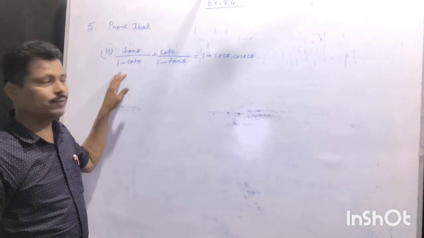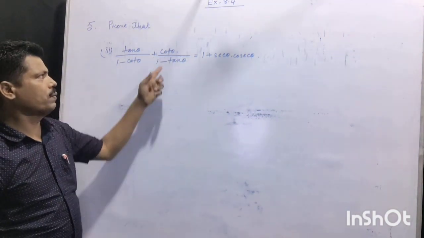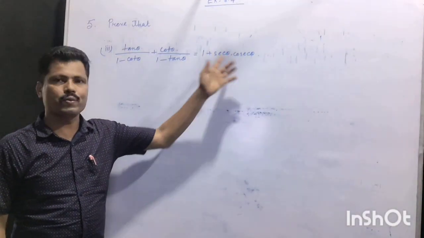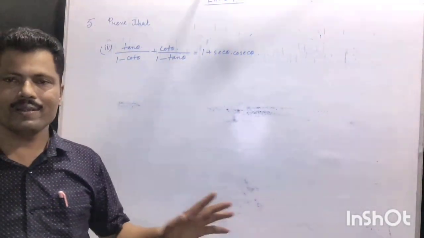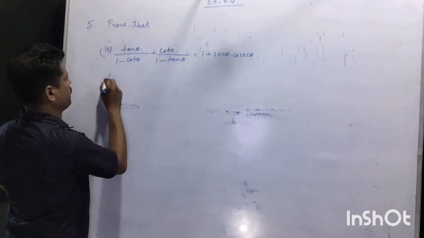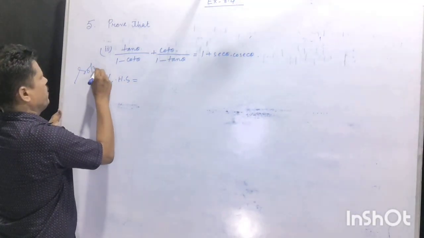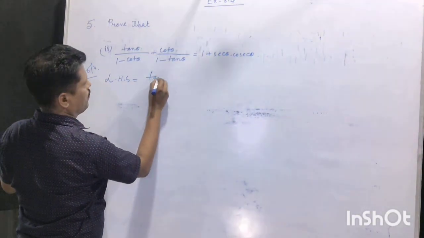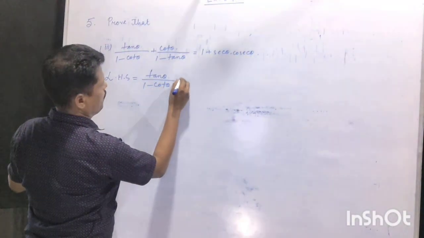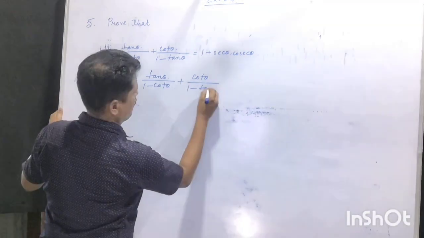Question number 3. Here, tan theta by (1 minus cot theta) plus cot theta by (1 minus tan theta) is equal to 1 plus sec theta into cosec theta. We have to prove it. So left hand side is equal to, in the left hand side given, tan theta by (1 minus cot theta) plus cot theta by (1 minus tan theta).